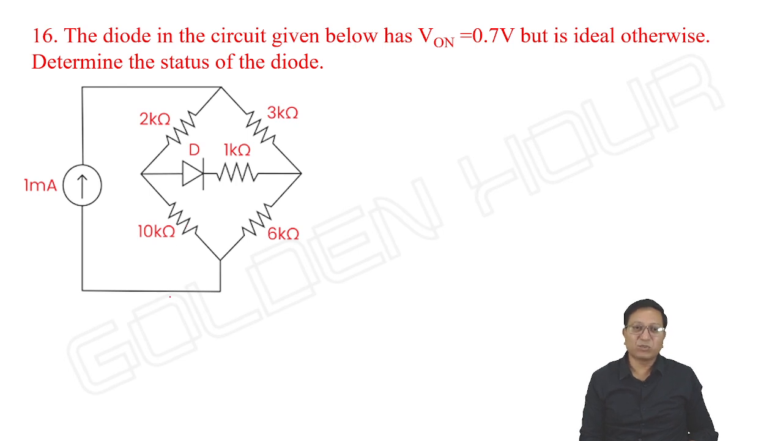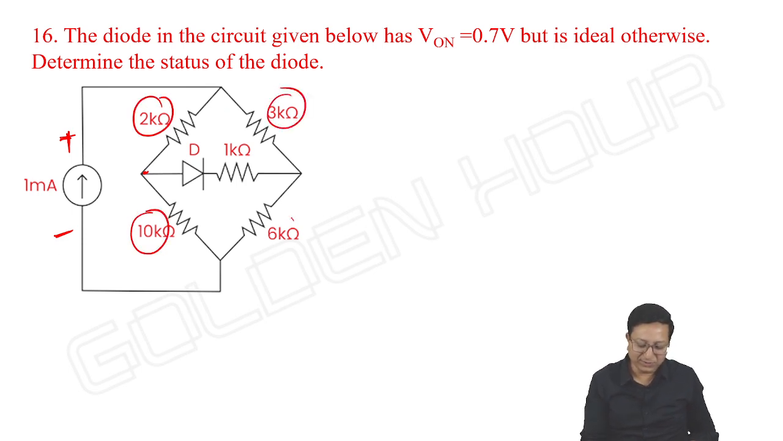Again, here what we can do. In the problems so far, we have assumed that the diode is in conduction. Here also, the polarities of the current source are top plus and bottom minus, but the diode is kept this way. How do we decide? First of all, check whether the bridge is balanced or not. 2K by 10K is not equal to 3K by 6K. It is an unbalanced bridge.